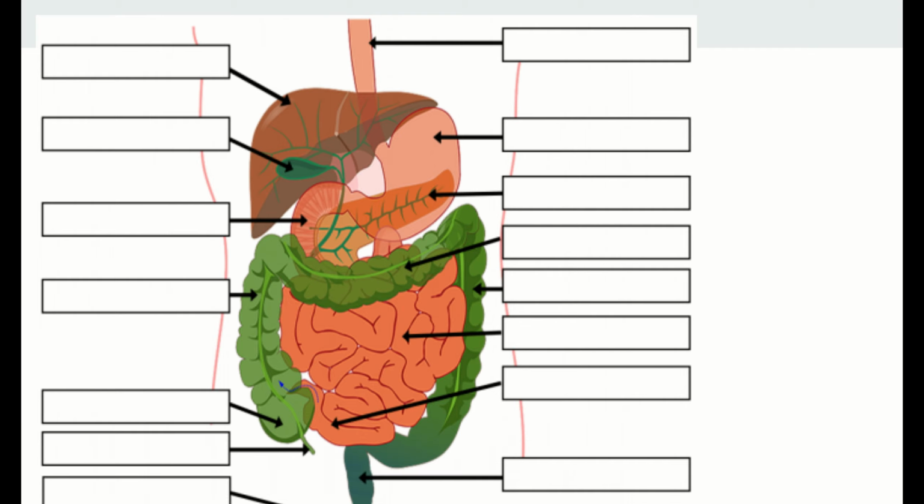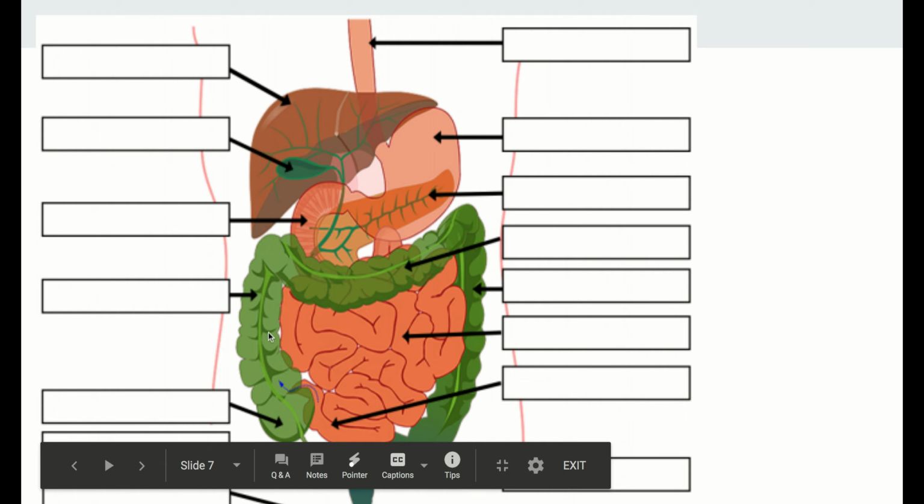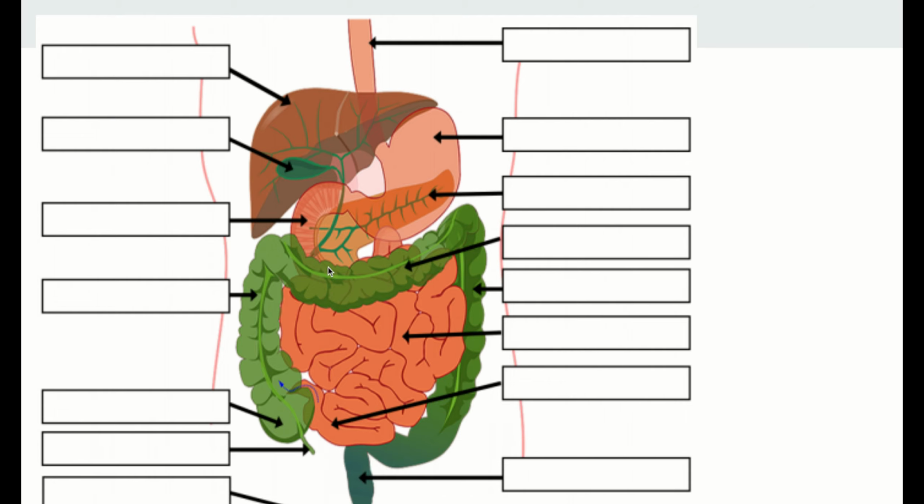The large intestine is also called the colon. It absorbs water and sodium from the stool. So most of the water absorption and vitamin absorption occurs in the large intestine or the colon.